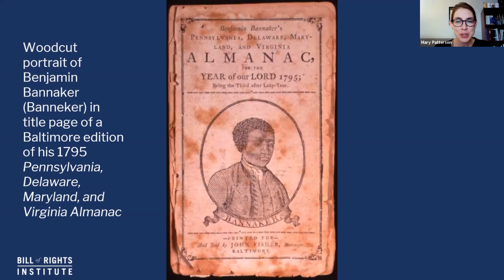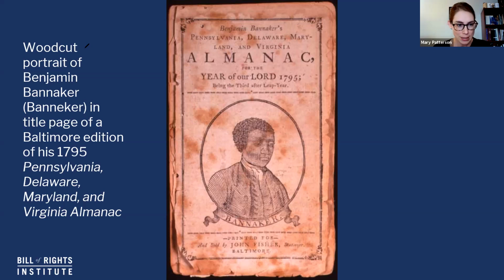Here is our image for today. So I've given you a title over here. This is a woodcut portrait of Benjamin Banneker in the title page of the Baltimore edition of his 1795 Pennsylvania, Delaware, Maryland, and Virginia almanac. So again, we're just using an image as a starting point. With any image, just take a minute to make some observations and we'll turn these observations into some questions and see what we can learn.